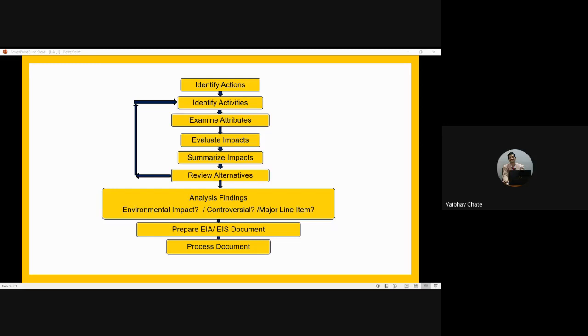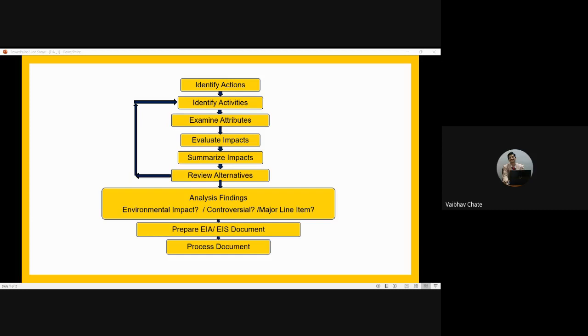What is environmental inventory? Environmental inventory is a complete description of the environment as it exists in an area. That description of the environment as it exists, that one we call environmental inventory.